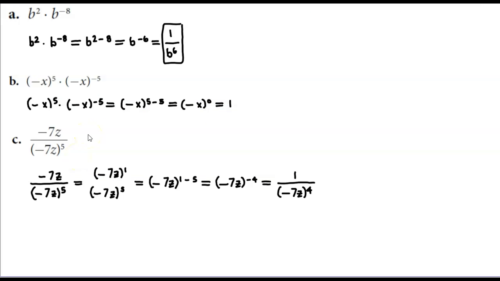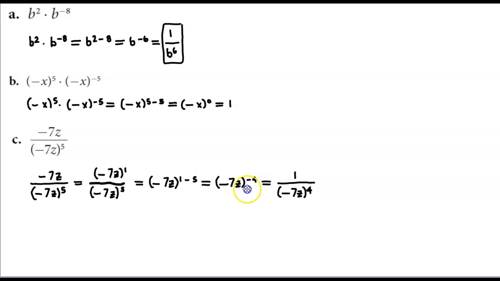Next, we have negative 7z divided by negative 7z to the 5th power. So since we can see that we have the same base in the numerator and denominator, we're going to rewrite this so that we have negative 7z to the power of 1 divided by the base of negative 7z to the power of 5. Now since we have the same base and we're dividing them, we're going to subtract our exponents. So we have the base of negative 7z to the power of 1 minus 5, which then becomes the base of negative 7z to the power of negative 4.